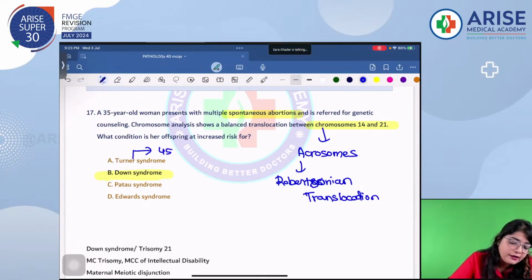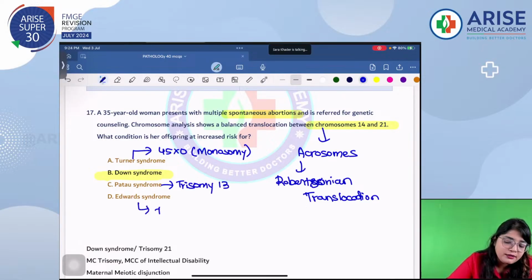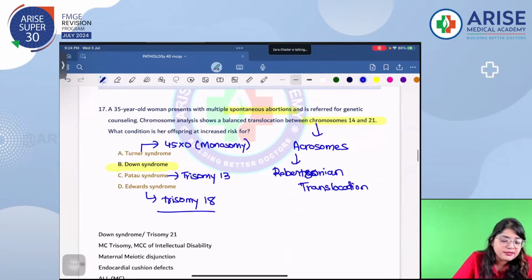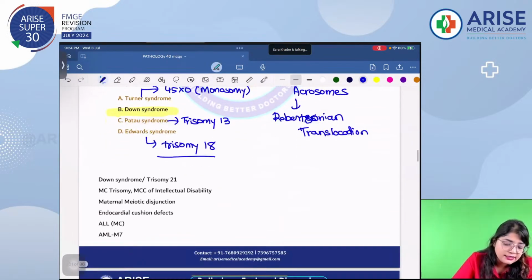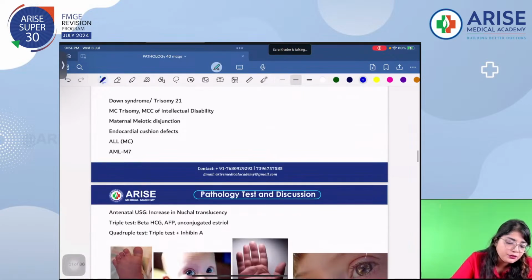Turner syndrome is 45XO. This is a kind of monosomy we just discussed, right? What about Patau? Trisomy 13. What about Edwards? It is trisomy 18. Right. Yes, maternal. Yes, maternal advanced age is a risk factor. Yes, right, you're right. So these are some important things about Down syndrome that you need to remember.